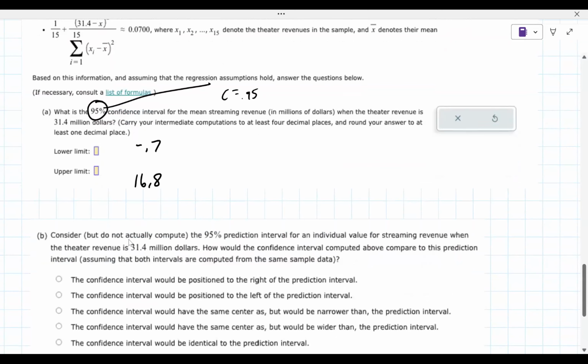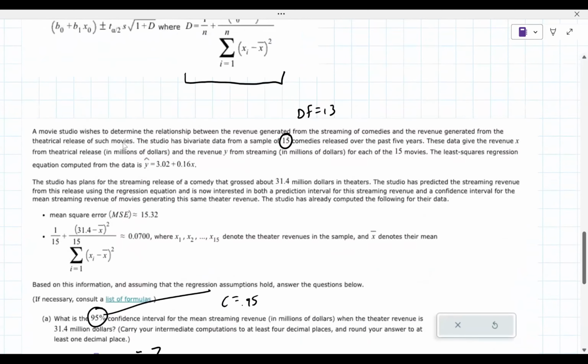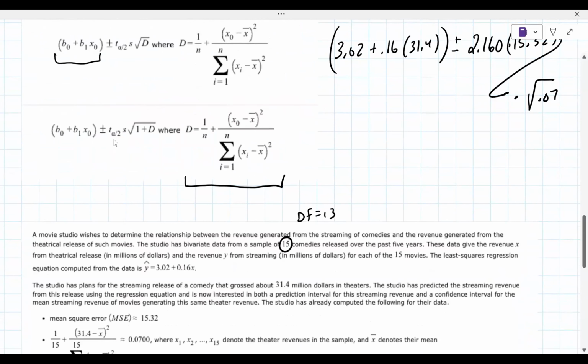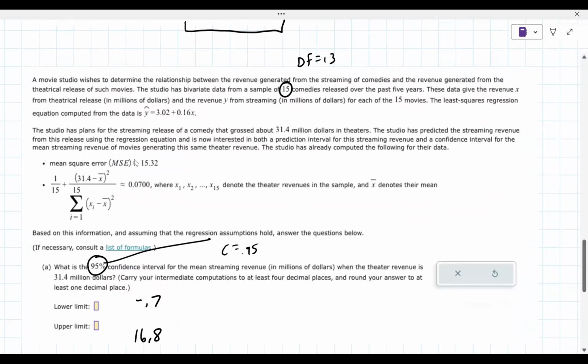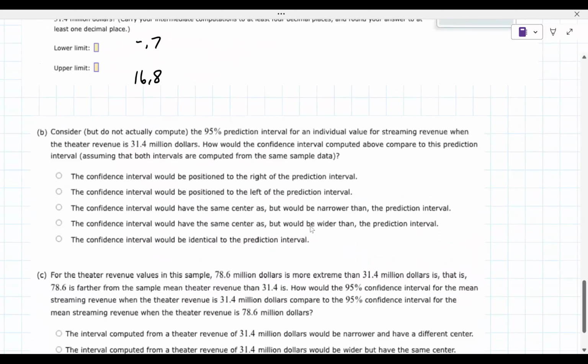So to answer this next question, it's asking you to compare these two formulas. The only difference is this over here on the right, plus one. Basically, it's got the same center. The first part is the center. This will just make it a little bit wider. So the same center, but a little bit wider, I think.